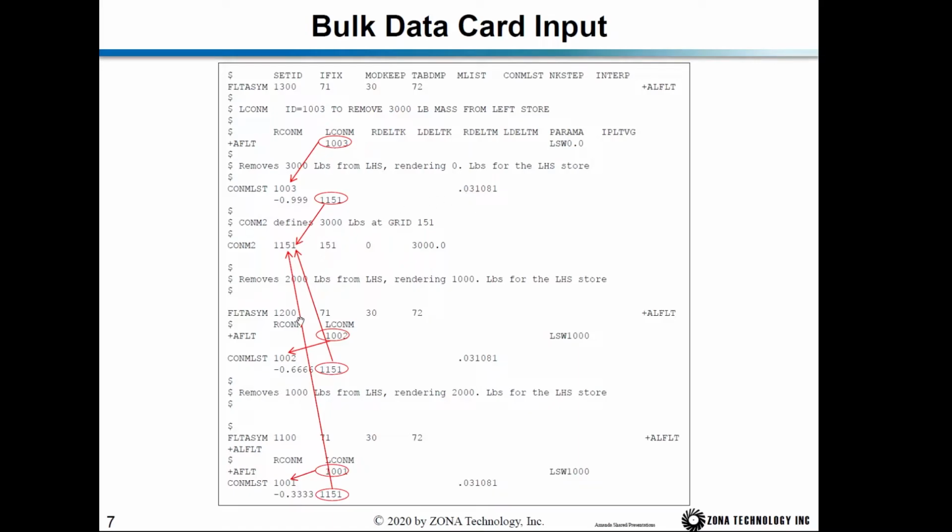And for the second case, we refer to another content list. In this content list, we refer to the same content 1 card, but we take out 2,000 pounds. And in this case, we take out 1,000 pounds.